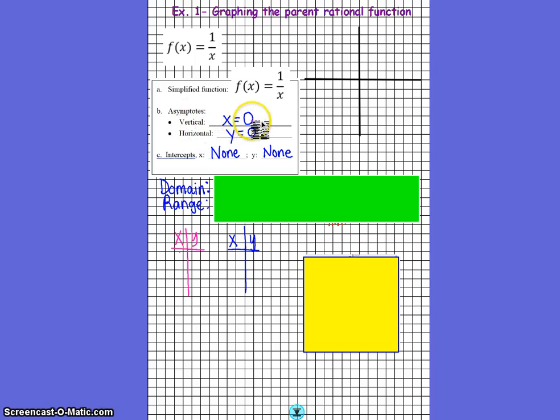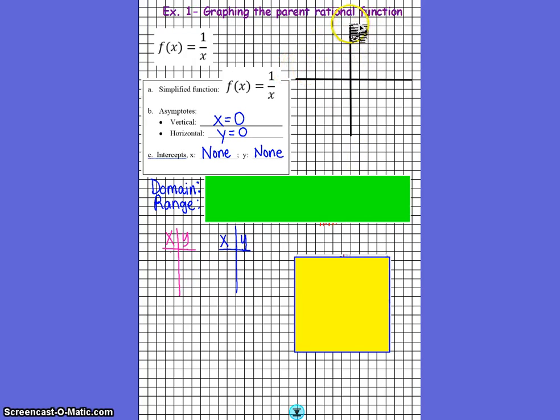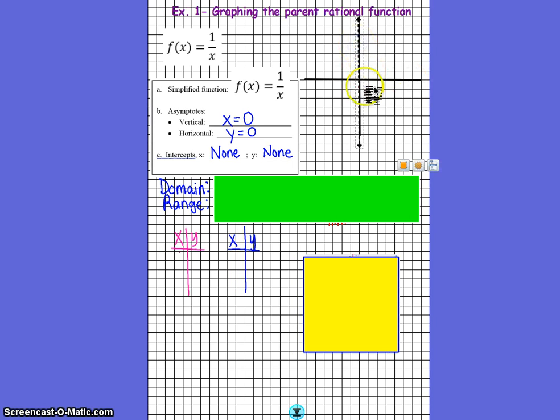A vertical asymptote is going to be the vertical line that goes through that x equals 0, goes through our y axis, and we're going to denote that by a dotted line. And I'm just going to move that over a touch, so hopefully you see that that is a dotted line. Now remember, vertical asymptote means that the graph will never ever cross a vertical asymptote. It'll just get really, really close to it, but never cross it.